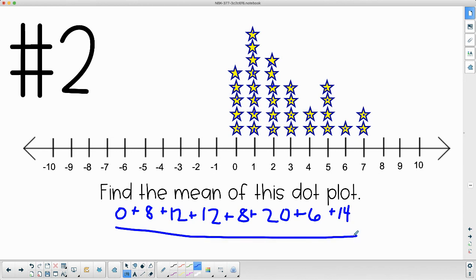And then we are going to divide by how many we just added up. So you're going to count every single star. So here's 1, 2, 3, 4, 5, 6, 7, 8, 9, 10, 11, 12, 13. So I'm going to let you finish. Count up every star. So you're going to take this total here and you're going to divide by the number of stars. And that will give you the average amount of siblings in this class.